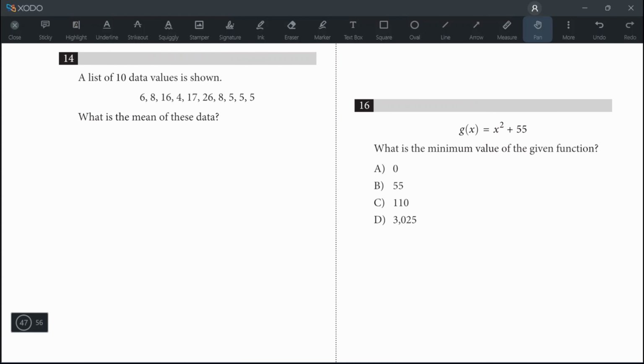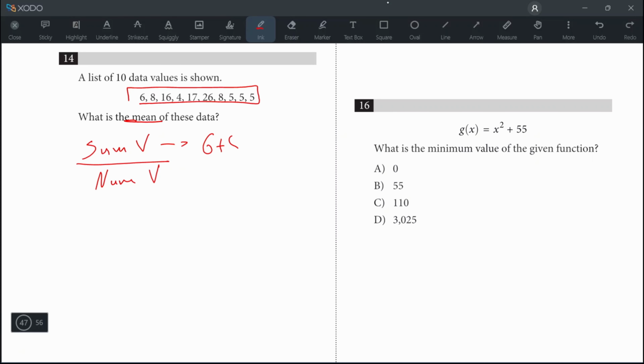Question 14. A list of 10 data values is shown. What is the mean of these data values? So here he wants the average. The average is equal to the sum of values over the number of values. So the sum of values is equal to 6 plus 8 plus 16 plus 4 plus 17 plus 26 plus 8 plus 5 plus 5 plus 5.